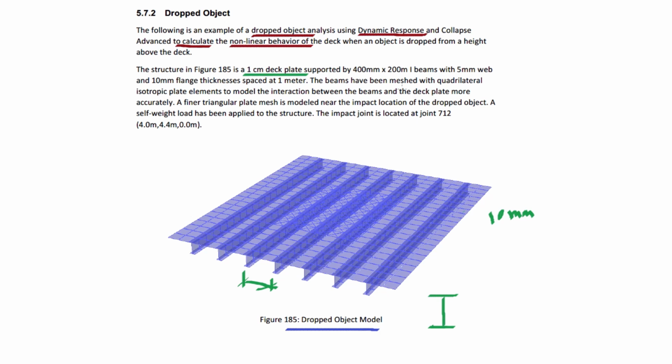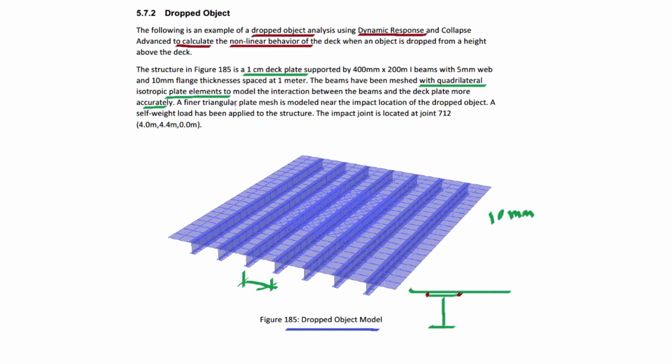The beams have been meshed with quadrilateral isotropic plate elements. All these are isotropic plate elements, to model the interaction between the beams and the deck plate more accurately. Between the beam and deck plate, there will be a fillet weld at this location and this location. This is the deck plate and this is the beam. There will not be any gap. Just for clarity, I'm putting it like this.